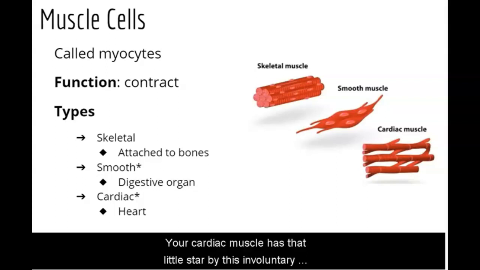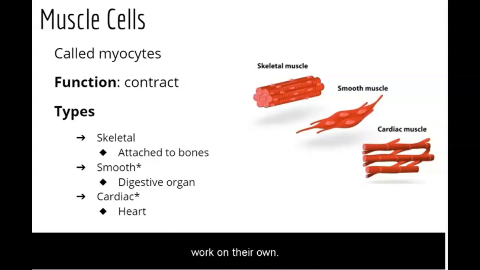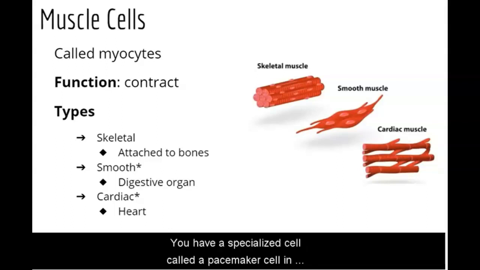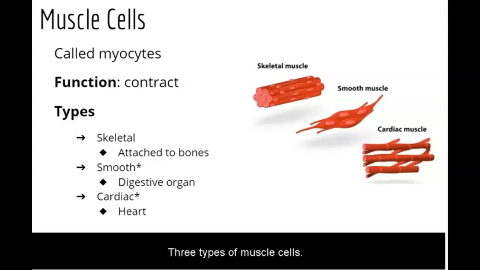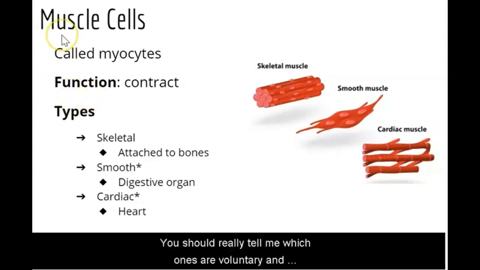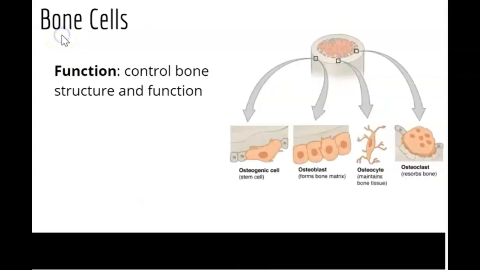And your cardiac muscle has that little star by it that's involuntary. That's important to note. You don't have control of your heart beating. You don't have control of your smooth muscle cells. They just work on their own. So you have a specialized cell called a pacemaker cell in your heart, and that controls the contractions of your heart. So those are your 3 types of muscle cells. And you should be able to tell me which ones are voluntary and which ones are involuntary. So make sure you note those stars.